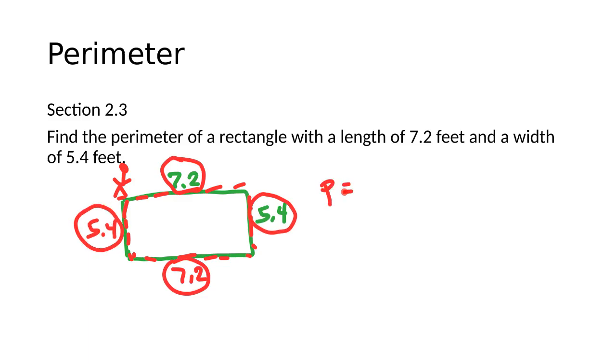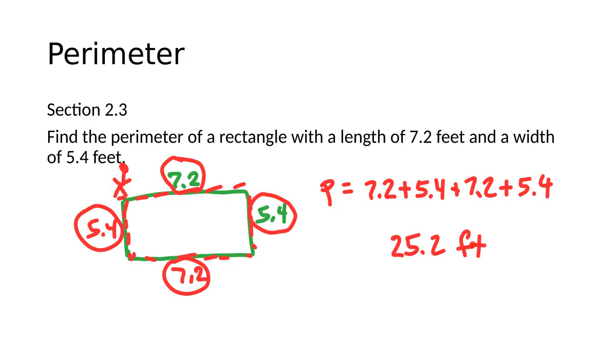So the perimeter is what I get when I just add these together. 7.2 plus 5.4 plus another 7.2 plus another 5.4. And when I add all those together, I end up with a perimeter of 25.2 feet.